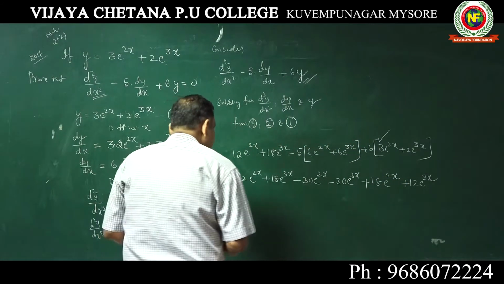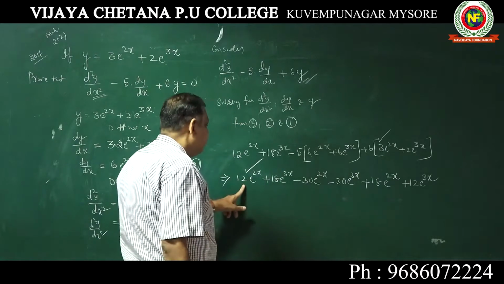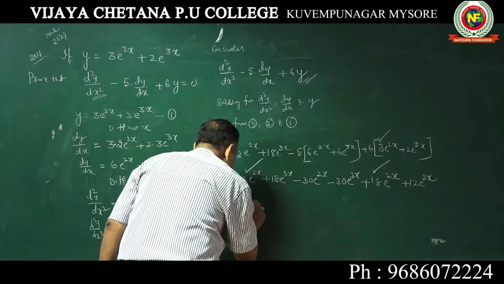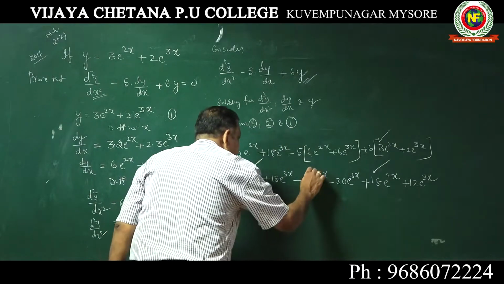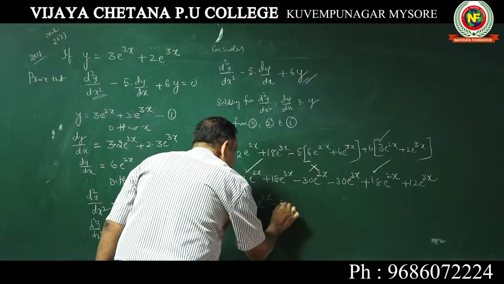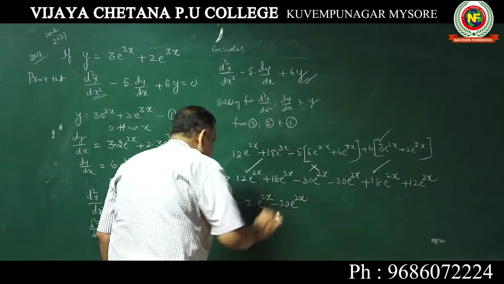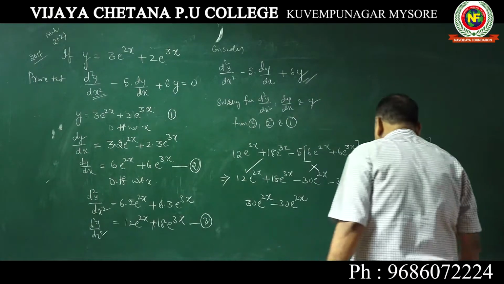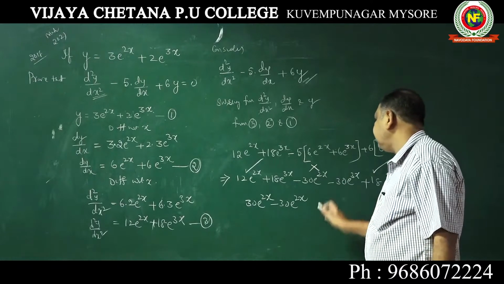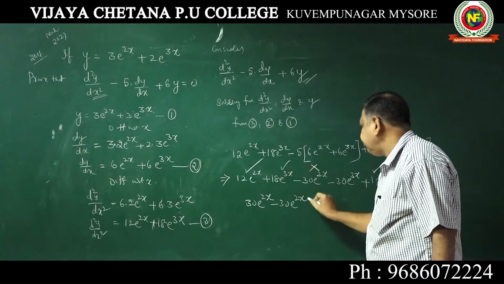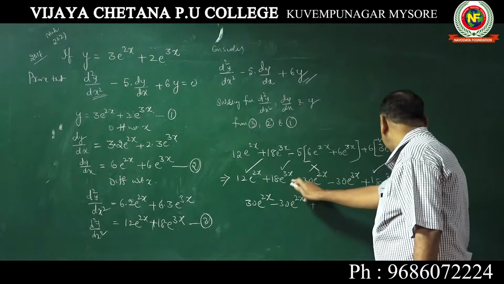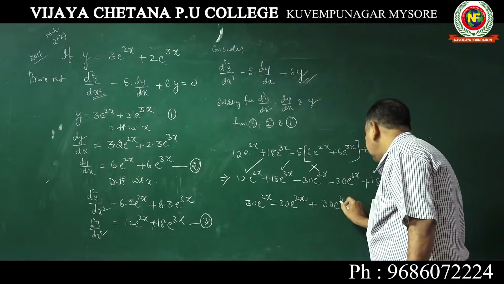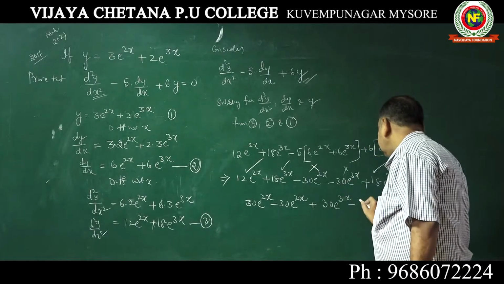Now it is very easy. Take the e to the power of 2x terms: 12 e to the power of 2x plus 18 plus 12, it is 30 e to the power of 2x, and this minus 30 e to the power of 2x. Now I am taking the e to the power of 3x terms: plus 18 e to the power of 3x plus 12 e to the power of 3x, which is 30 e to the power of 3x, and this one minus 30 e to the power of 3x.